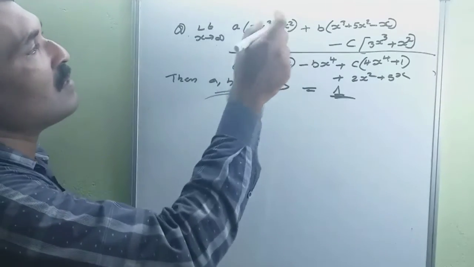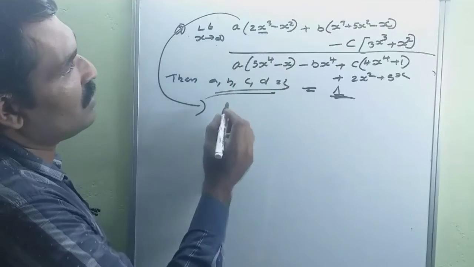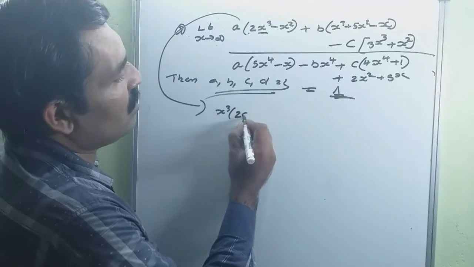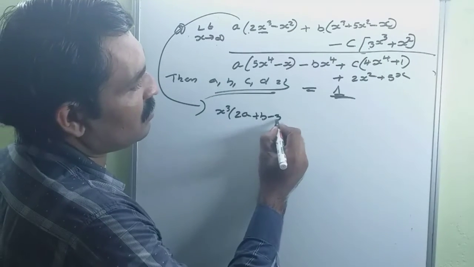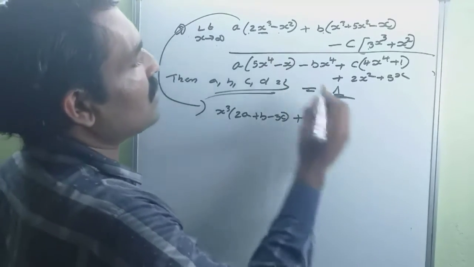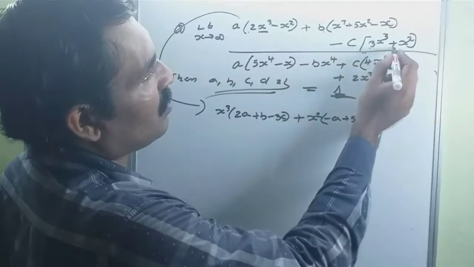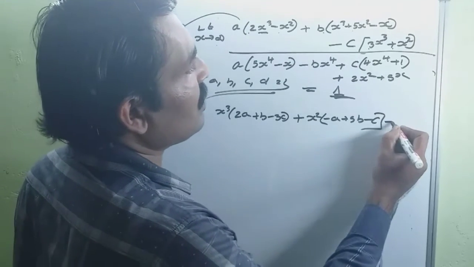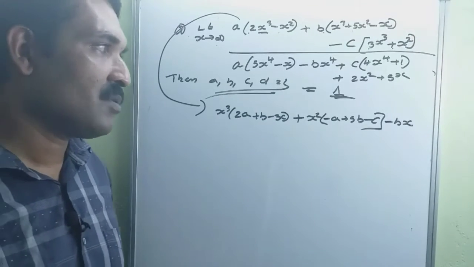We can arrange this in descending order. So the coefficient of x cube is x cube into 2a plus b minus 3c, plus x square into minus a plus 5b minus c. Then the coefficient of x is minus b into x. And the coefficient of the constant term, x raised to 0, is 0.